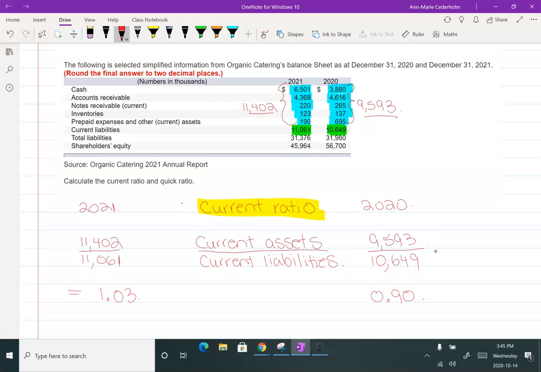So in order to interpret this, what we're looking for is to at least have 1-to-1. So for all of your current liabilities, you at least have the same amount of current assets. In 2021, we had that ratio. But in 2020, we didn't. So what that tells me is that if they had to liquidate right away, they actually don't have enough current assets to pay off their current debt.